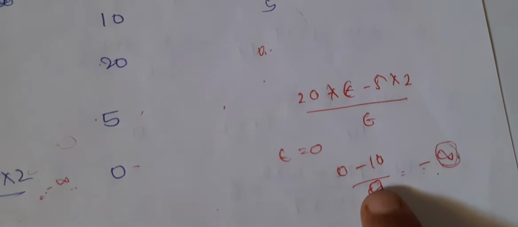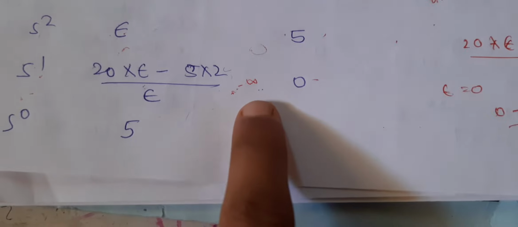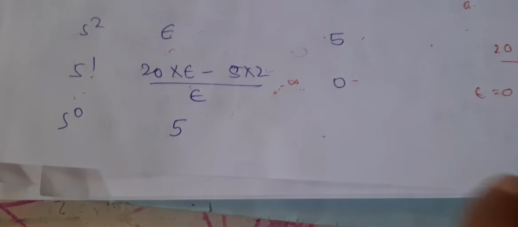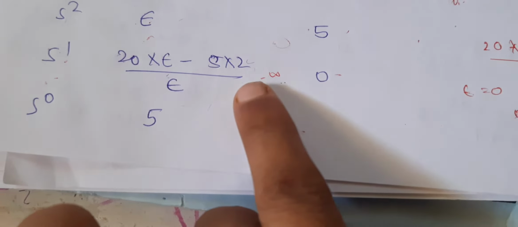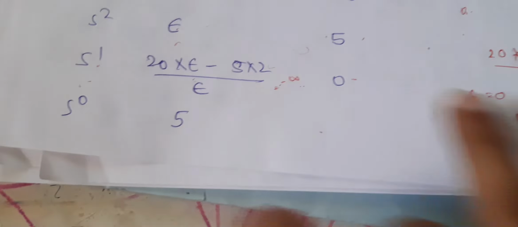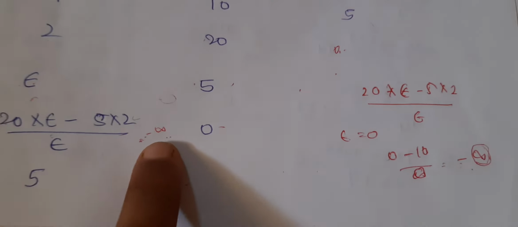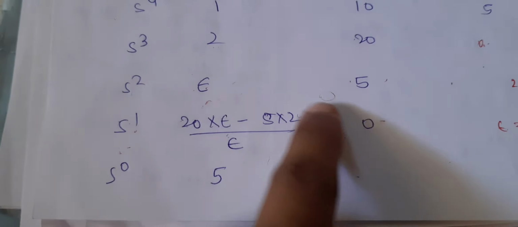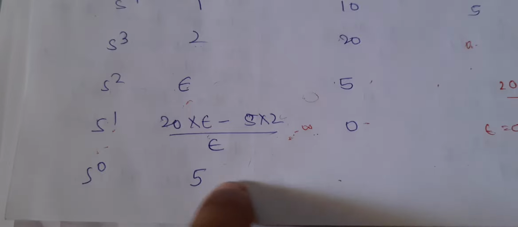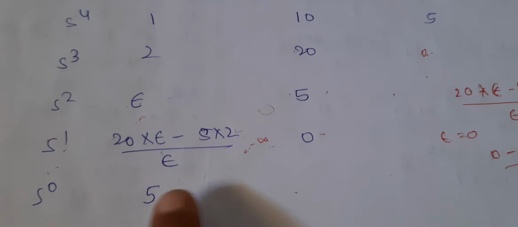Here we will get divided by 0, which means infinity. So if you put epsilon equal to 0, we will have minus infinity. Don't look at the value of epsilon or infinity, see only the sign. Here we will have 0 minus 10, so minus infinity. Hence the signs go plus, plus, plus, then from plus to minus and from minus to plus. Hence there are two sign changes, from plus to minus and minus to plus.